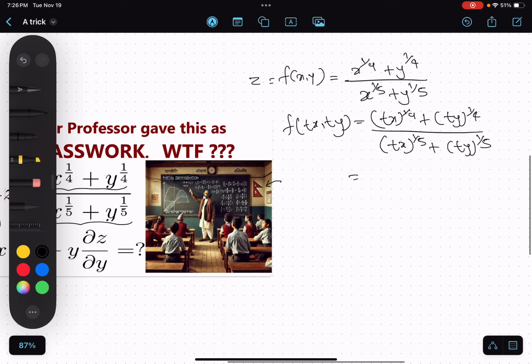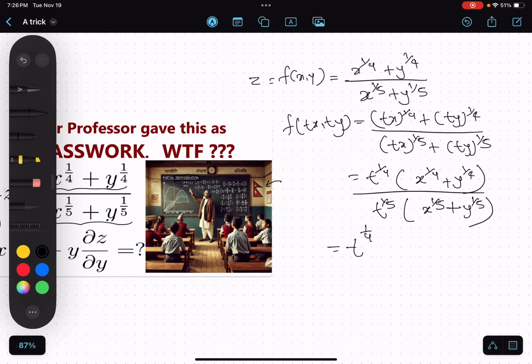Now you can just take these common, so t to the power 1 by 4, x to the power 1 by 4 minus y to the power 1 by 4, divided by t to the power 1 by 5, x to the power 1 by 5 plus y to the power 1 by 5. Now you can use the law of exponents, so this will be t to the power 1 by 4 minus 1 by 5, x to the power 1 by 4 plus y to the power 1 by 4 divided by x to the power 1 by 5 plus y to the power 1 by 5, right?